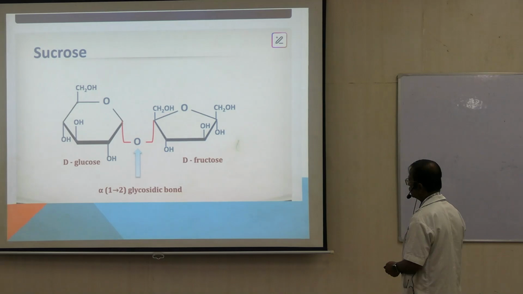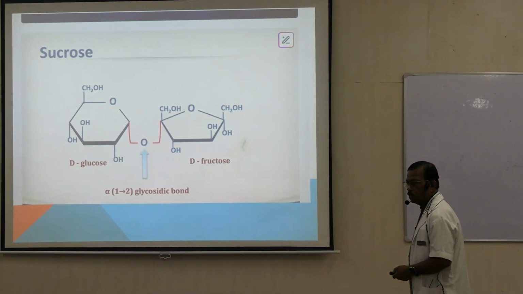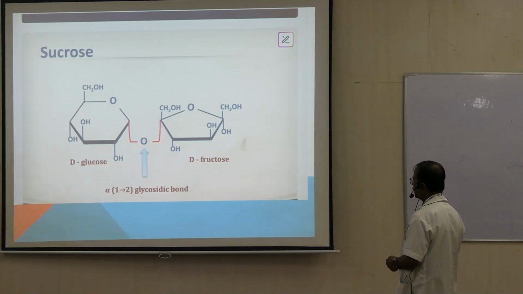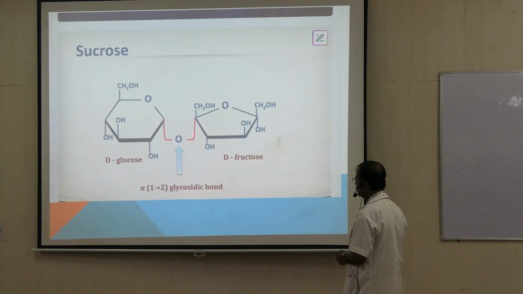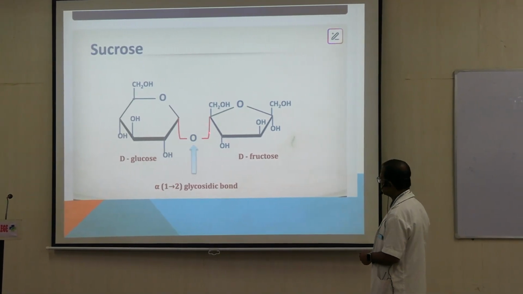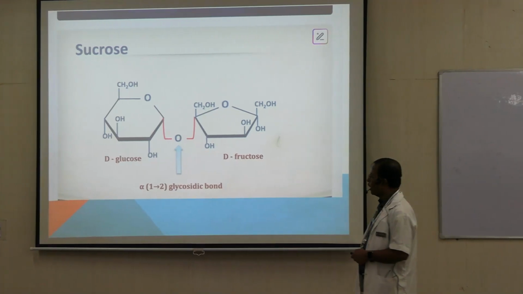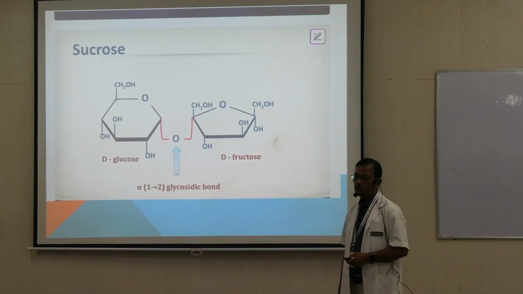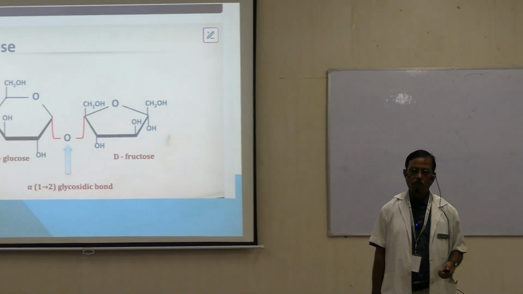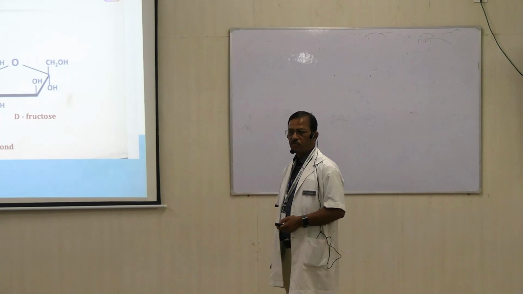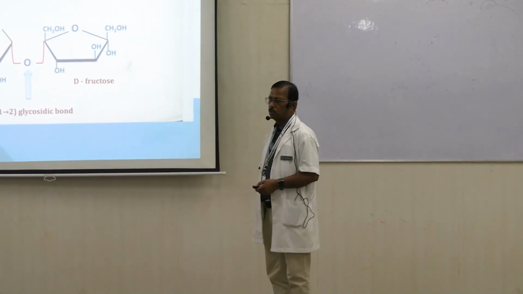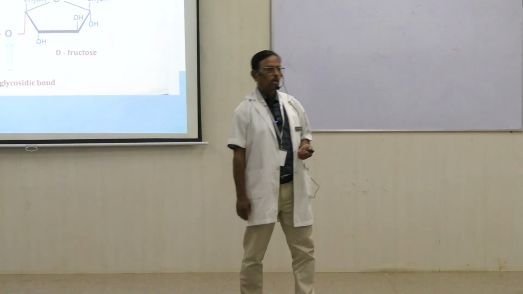The first carbon of glucose, which is an anomeric carbon, forms a glycosidic bond with the second carbon of fructose, which is again an anomeric carbon. So both the anomeric carbons have taken part in glycosidic bond formation. That's why it doesn't have any other carbon with a keto group or aldehyde group free for the reducing property. That's why sucrose is non-reducing. So, remember, sucrose is non-reducing.